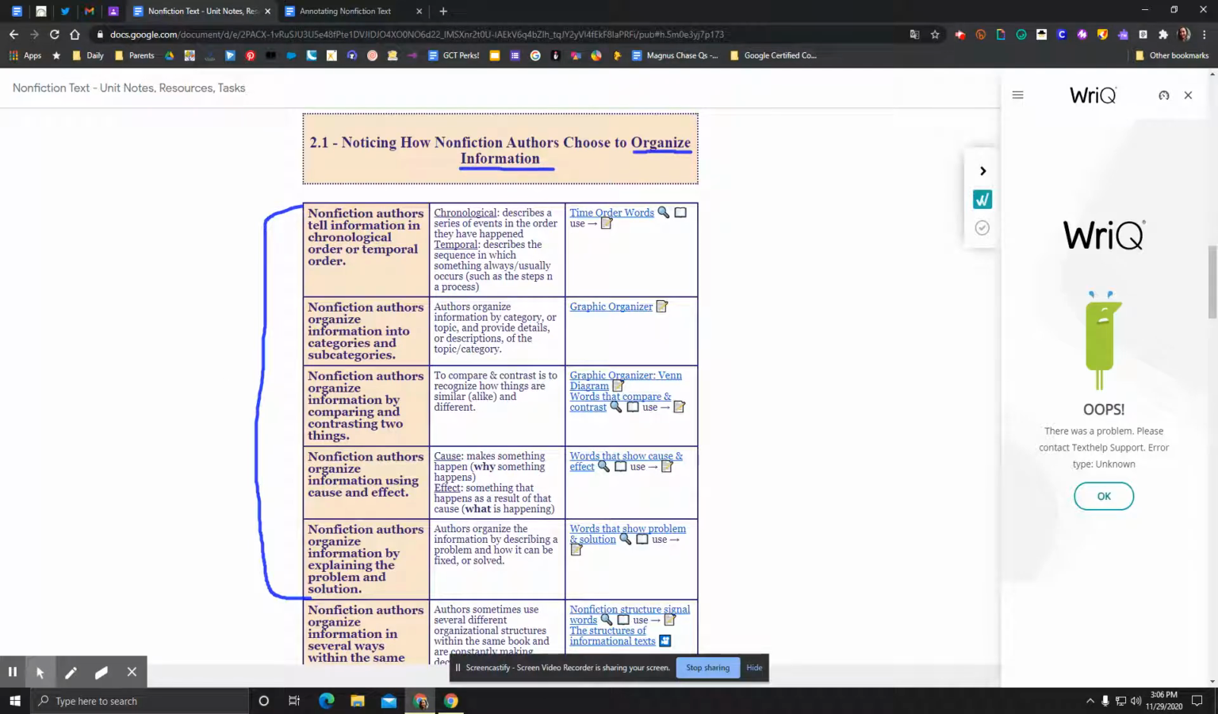So again, when we're looking at chronological order or temporal order, we want to remember the word sequence, because this means that we are putting it in order. We are sequencing the events and the information in a specific way.